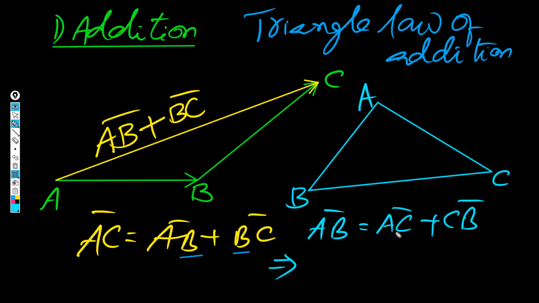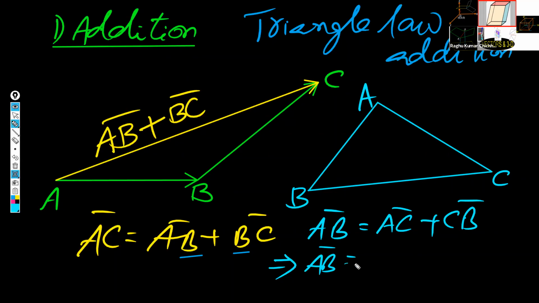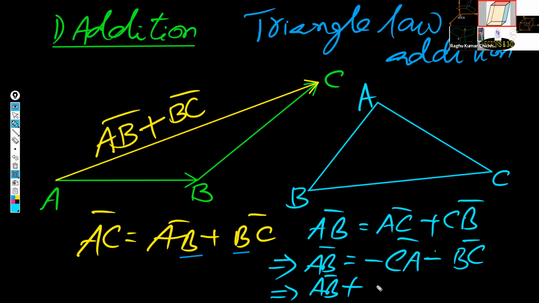Now, if you want to change the direction of AC bar, and if you want to change the direction of CB bar, then as you know, this AC bar becomes minus CA bar. And this CB bar becomes minus BC bar when the direction is reversed. Then, when they are written like this, AB bar equals minus CA bar minus BC bar. Bring this minus BC bar to the other side: AB bar plus BC bar plus CA bar is equal to zero bar. This is what you have to understand with regards to a triangle when the triangle of addition is applied.